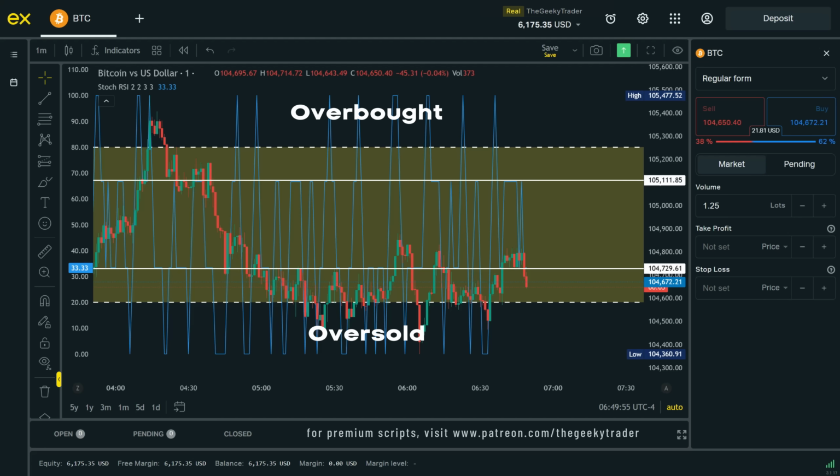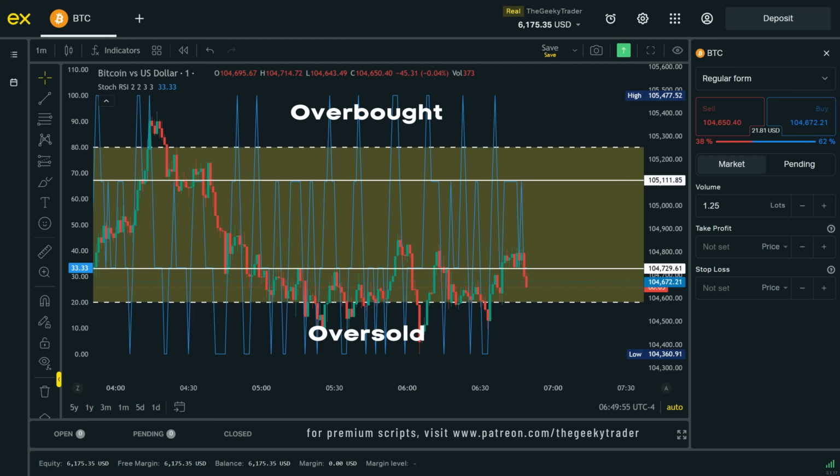Let's start with the upper dotted line. This marks the overbought zone. Whenever the price or the stochastic RSI reaches this area, it's a strong sign that the market might be overextended to the upside. In simple terms, it means buyers have pushed the price up too much too fast, and there's a high probability that a reversal or pullback could happen from here.